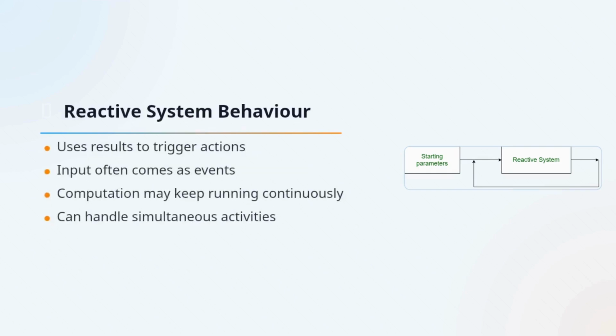In reactive systems, computed results are often used to perform actions on the environment. For example, a sensor reading may trigger a machine response, an alert, or a control signal. The input here is better understood as events, not just static data. Also, computation may continue indefinitely because the system is always waiting for and reacting to new events.